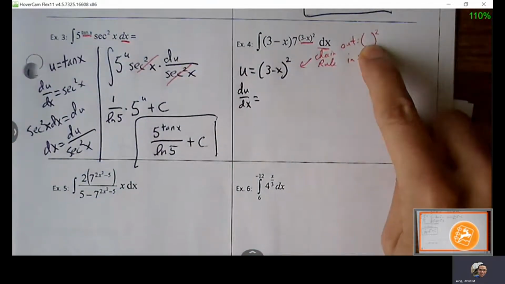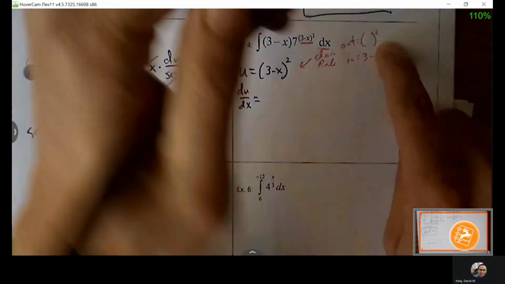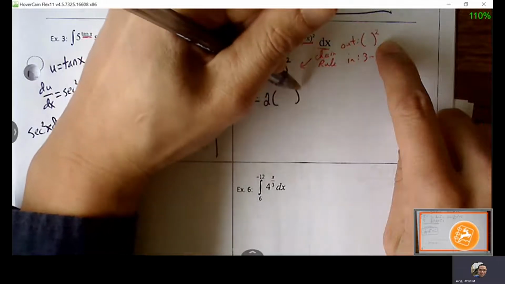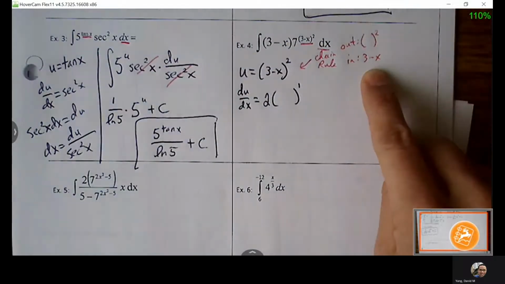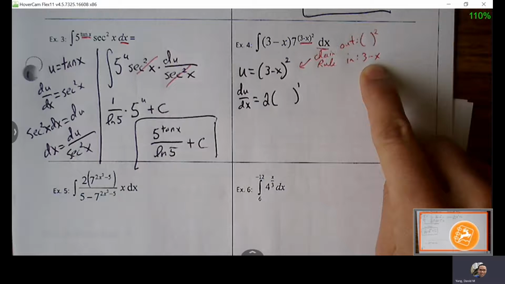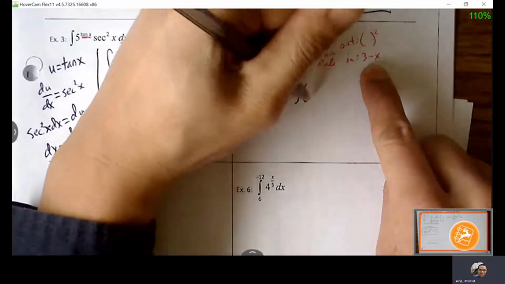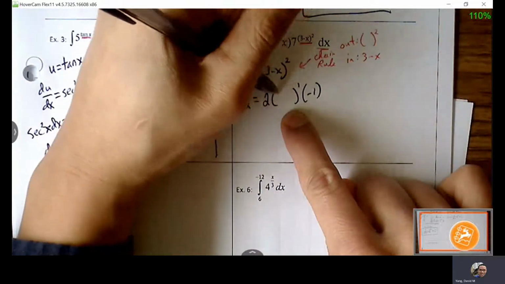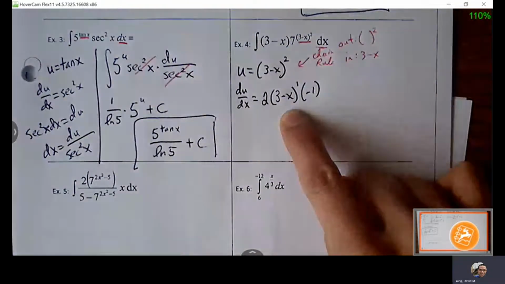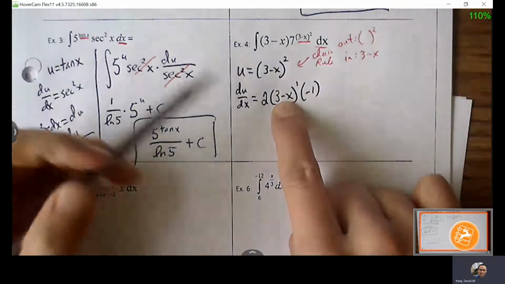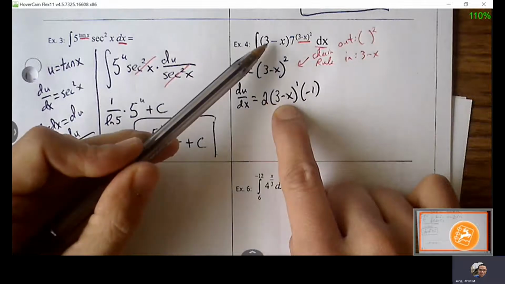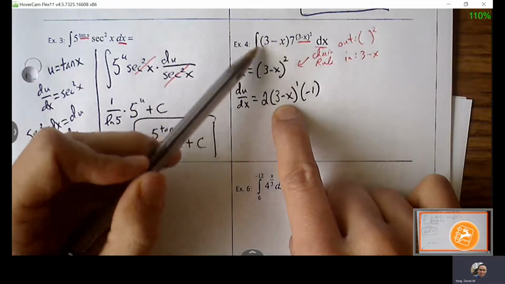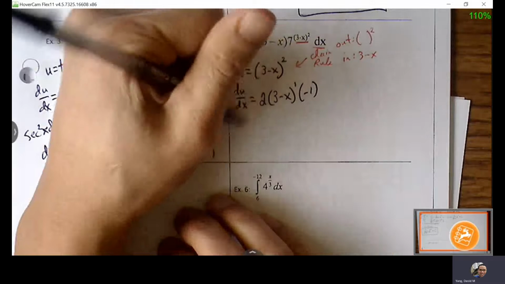Okay, what's parentheses squared's derivative? To the first power. Okay. And then what's the inside portion's derivative? -1. And then fill the parentheses with the original parentheses. Okay. That 3 minus x is helpful because we know that 3 minus x should hopefully handle the 3 minus x that we're leaving out. Okay, cross multiply.